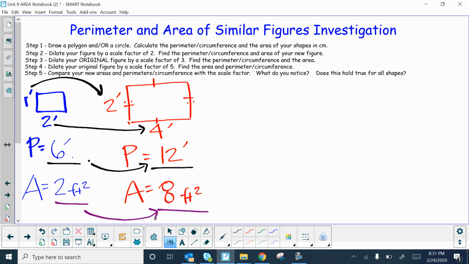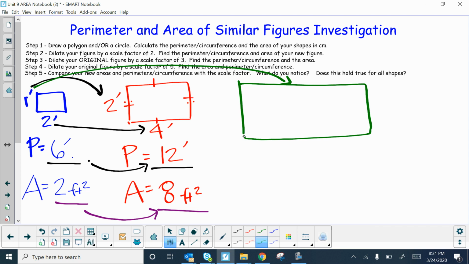Okay, so let's just stop on that right there, and let's go to the next step, and then we'll go back and figure out how these ratios relate. Okay, so one more time, it says now dilate your original figure by a scale factor of 3. So this blue rectangle is now going to get 3 times bigger. Okay, so I'm going to try to draw a bigger rectangle as large as I can. And so now this is going to be 3 feet, and this is going to be 6 feet.